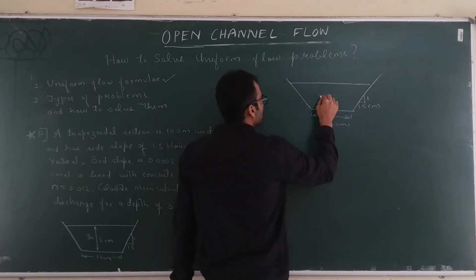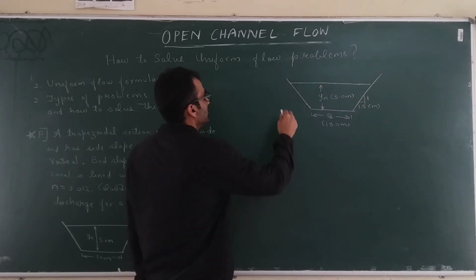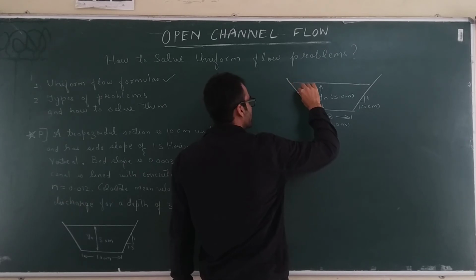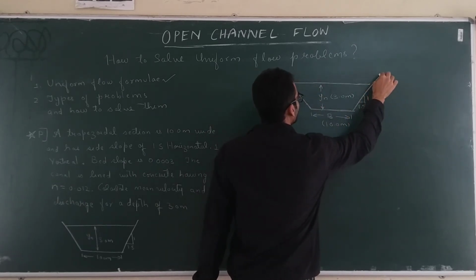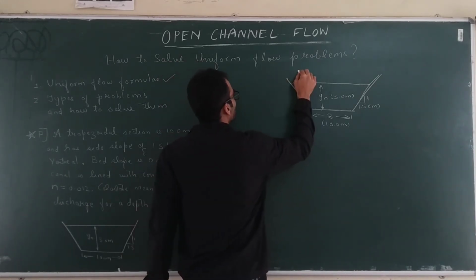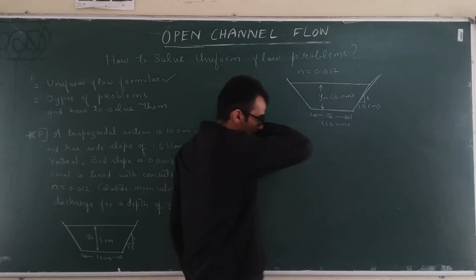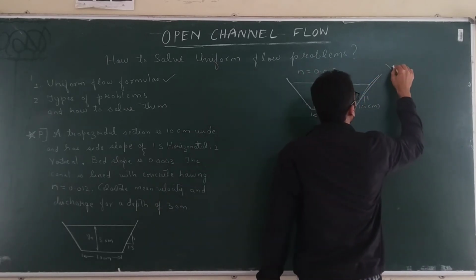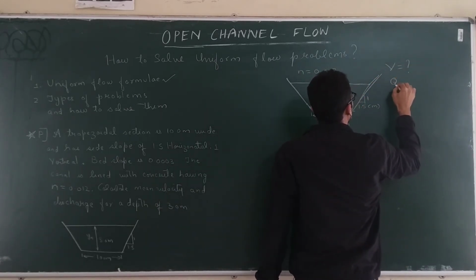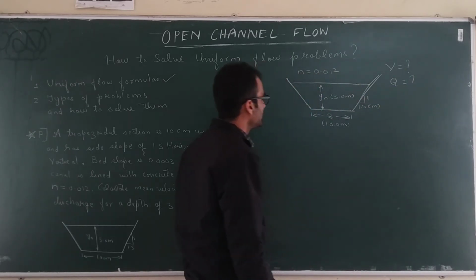Next, normal depth. Flow depth is given as 3 meters. So this is nothing but the normal depth, 3 meters. All right, and they are saying that the surface of this canal is coated with concrete, or concrete lining is done on this canal. So your Manning's roughness value will be for concrete, 0.012. Okay, our job is to find out the average velocity and discharge. Once we know the average velocity, we can calculate the discharge easily.